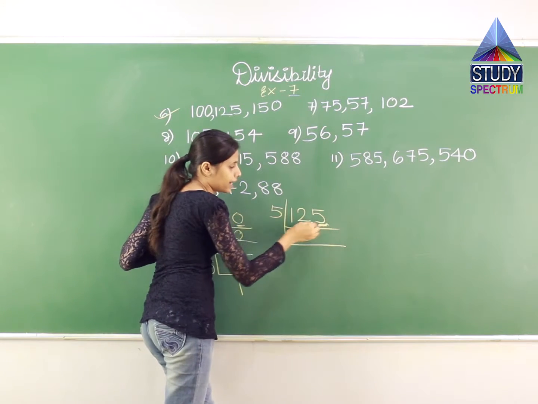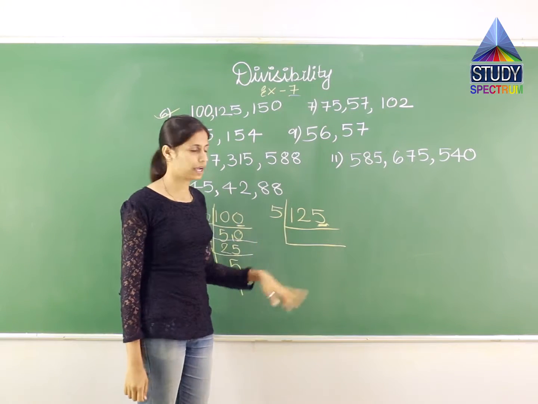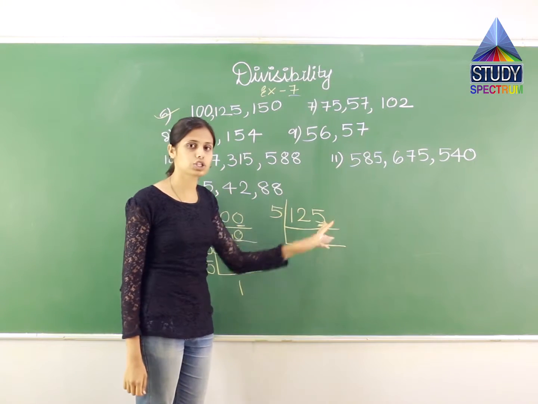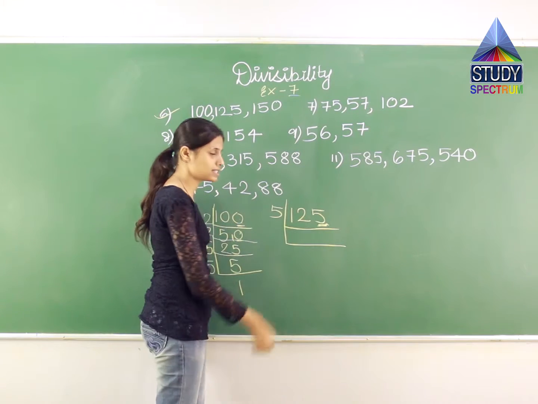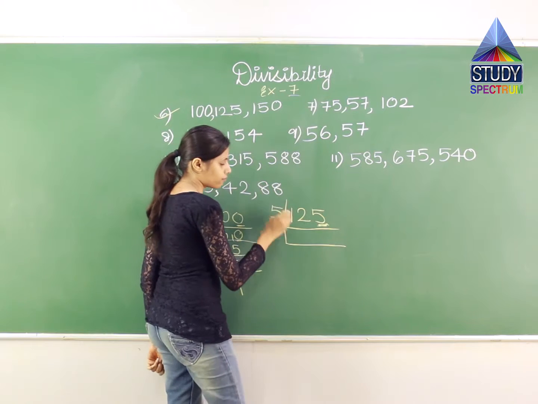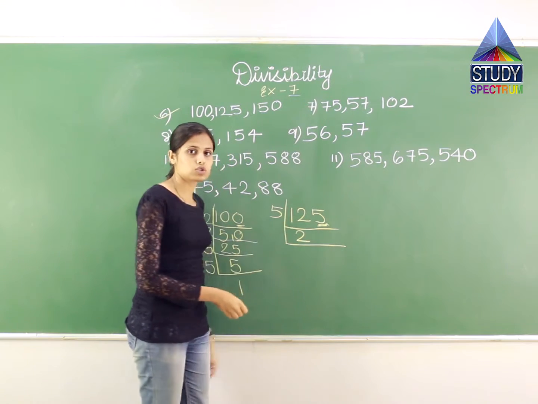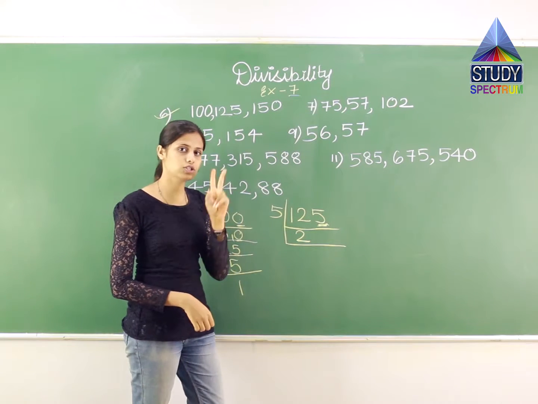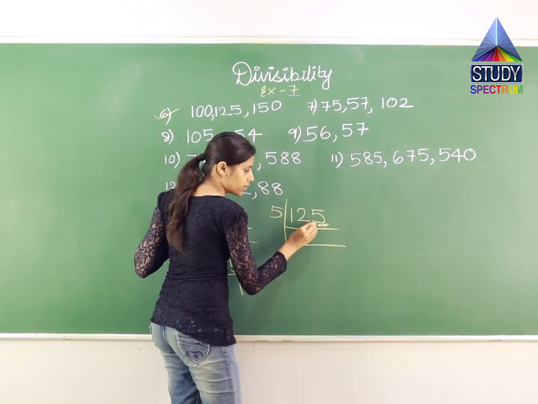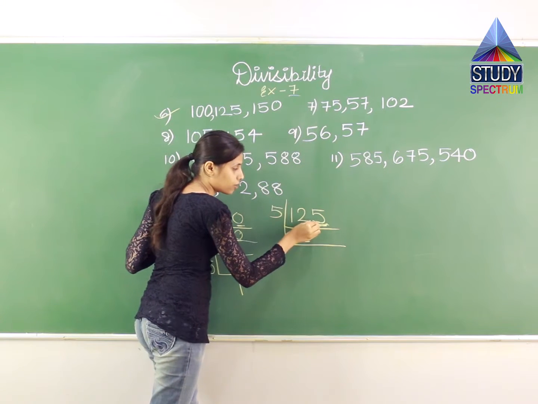Because it has 5 at the end. And the test of divisibility by 5 says for a number to be divisible by 5, it should have 5 or 0 at the end. And 125 has 5 at the end. So let us divide 125 by 5. 5 2s are 10. But I have 12. So 12 minus 10 gives me how much? 2. That 2 I'll put over here. Right? So 5 5s are 25, right?